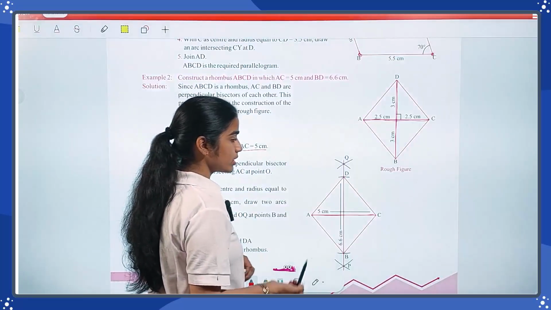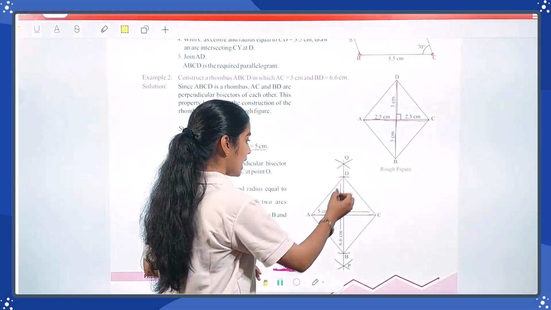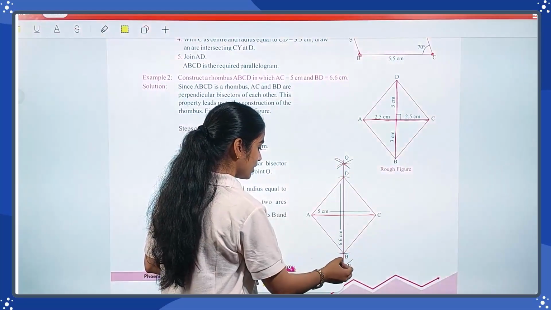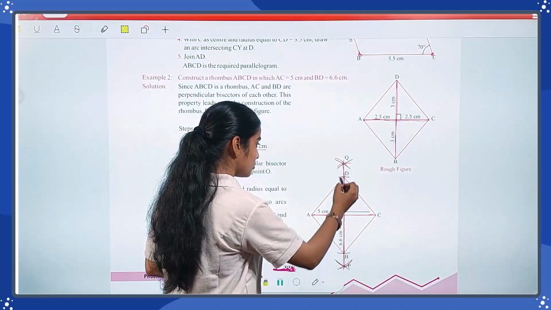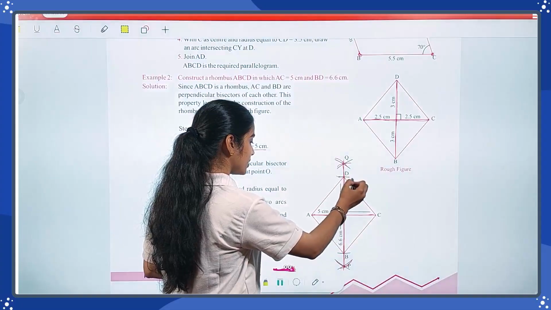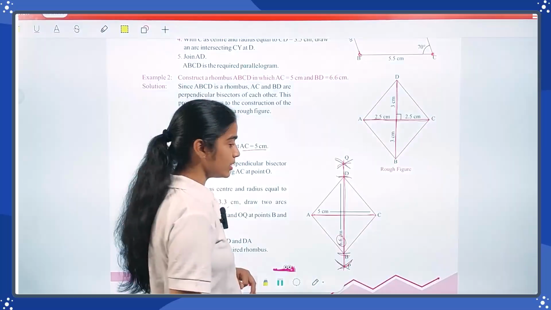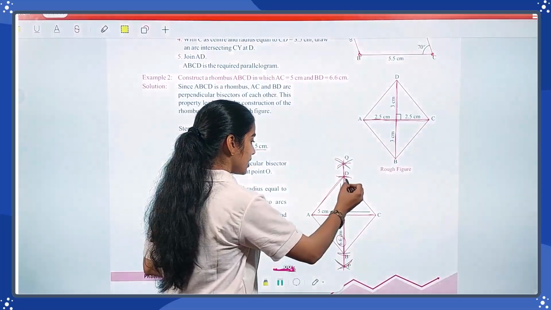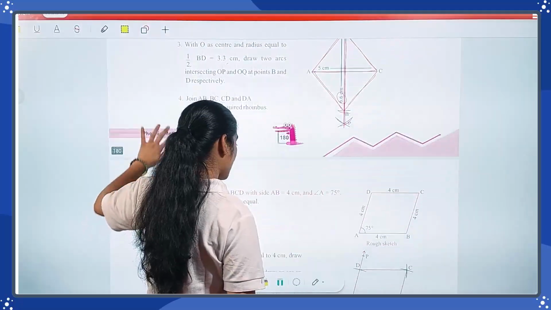You all know that the diagonals bisect at 90 degrees. It means you have to form a 90 degree angle here, and where these two arcs intersect, you just have to connect. Mark 3.3 centimeter here and here, because half of 6.6 centimeter is 3.3 centimeter. Connect these lines together and this is your rhombus. So in that way you have to draw this.